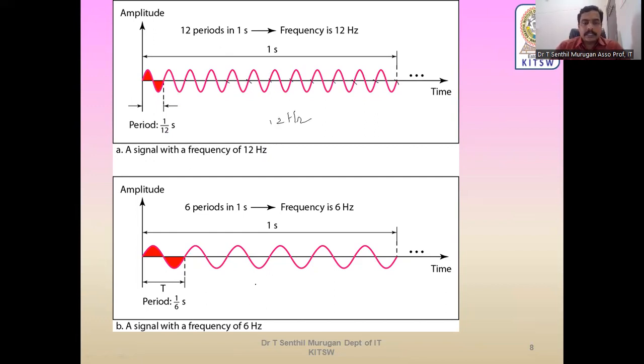Similarly, see here how many periods are there? 1, 2, 3, 4, 5, 6. So within 1 second, 6 periods are there. The frequency is 6 hertz. But one particular wave that completes the 360°, what is that? That is 1/6 second, since the total is 6 periods.